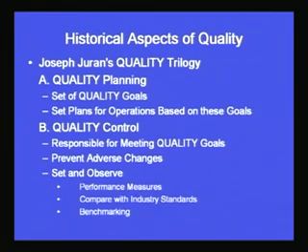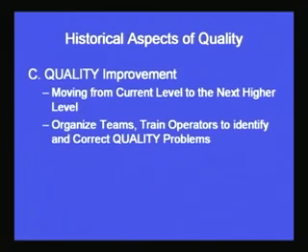Now the last facet of Juran's trilogy is there on your screen. This is quality improvement, moving from the current level to the next higher level. For this, what do we need to do? We need to organize teams and train operators to identify and correct quality problems.